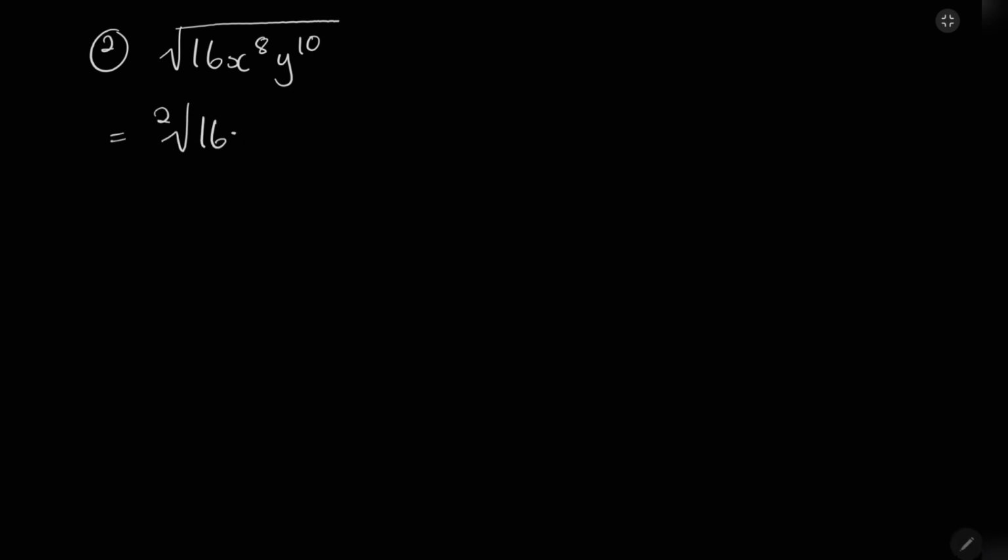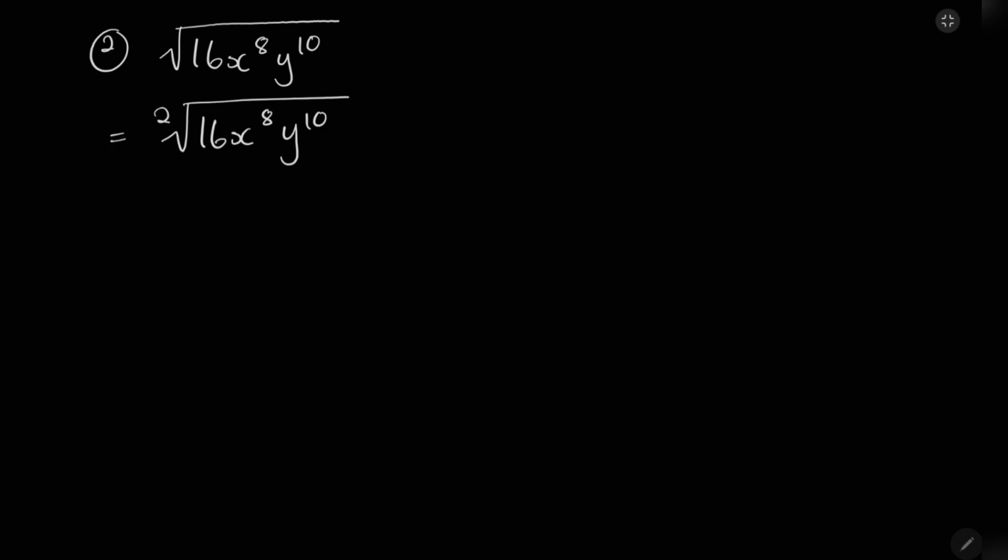Now let's try number 2. We have the square root of 16x to the power 8, y to the power 10. You know that there's always an invisible 2 there. If you're not given a number, it could be 2 or 3, it just depends. So you can rewrite this as we have our 2 there, 16x to the power 8, y to the power 10.